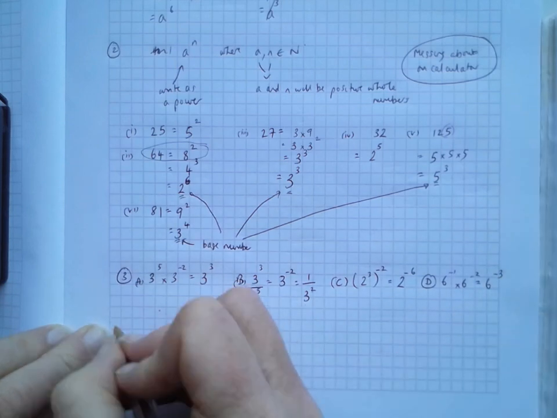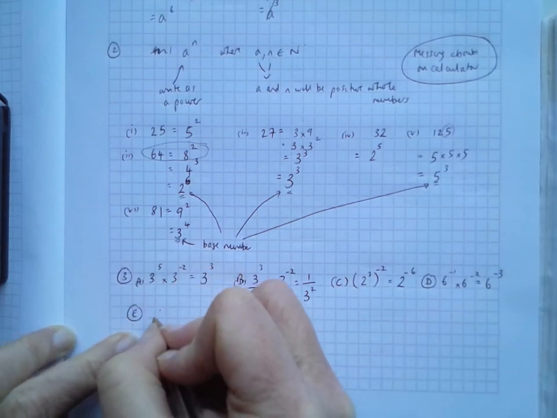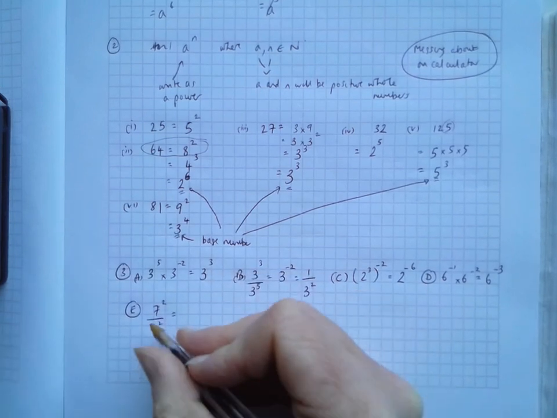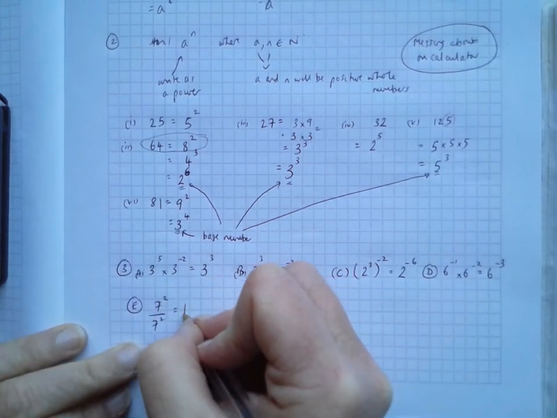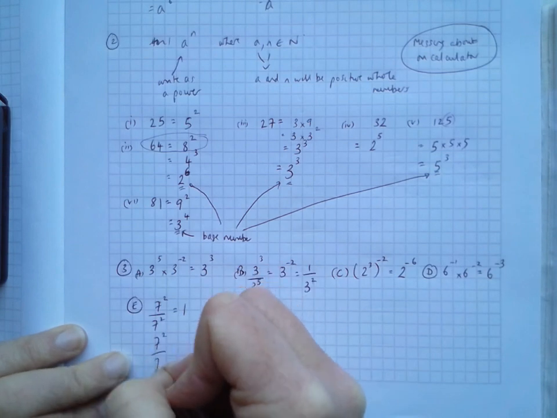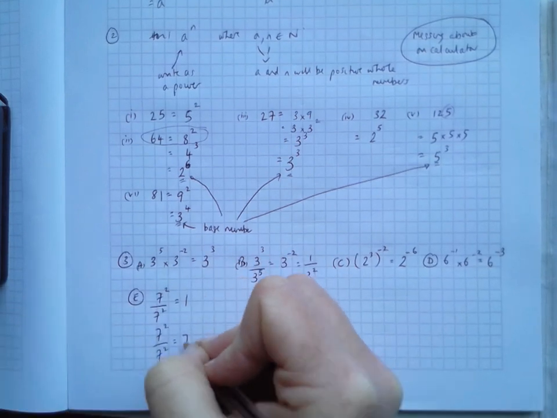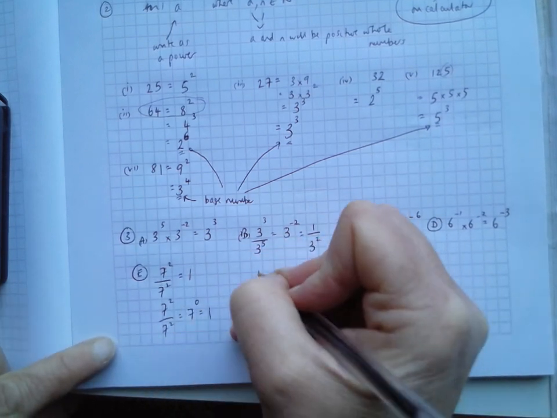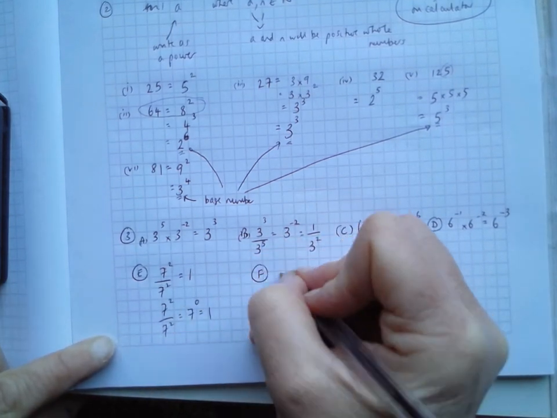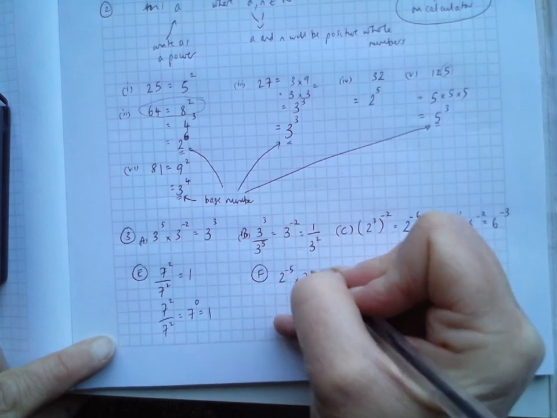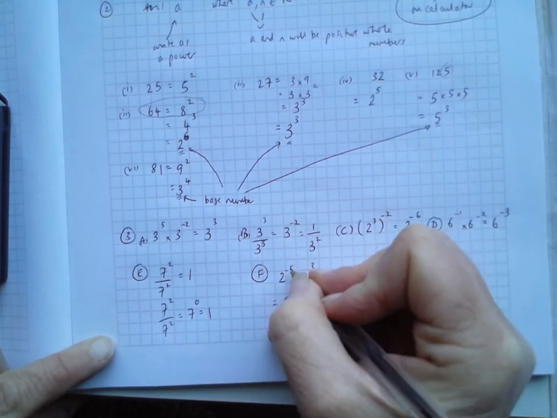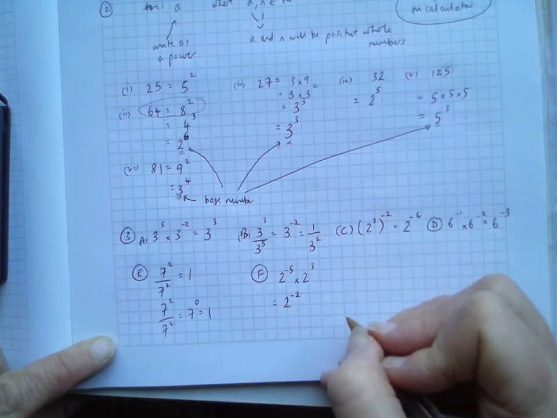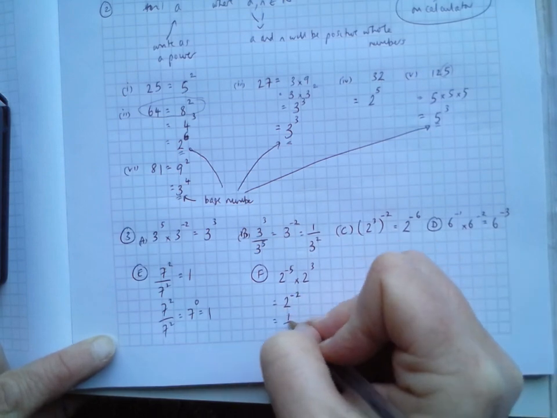E, 7 squared over 7 squared. Well, that's just the same thing. Something divided by itself is always going to be 1. Or you can say 7 squared over 7 squared is 7 to the power of 2 minus 2, which is 0, which is 1. F, 2 to the power of minus 5 by 2 to the power of 3 is 2 to the power of minus 5 plus 3, which is 2 to the power of minus 2. Or 1 over 2 to the power of 2, whichever you like.